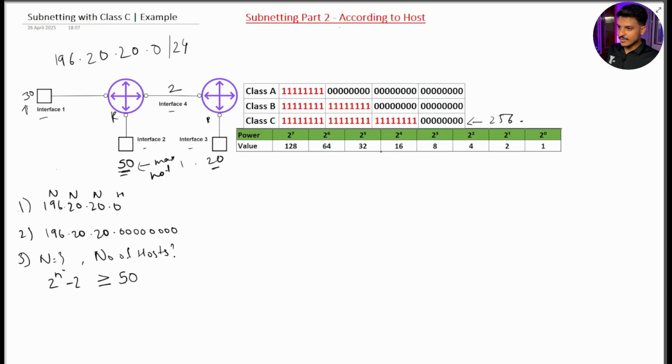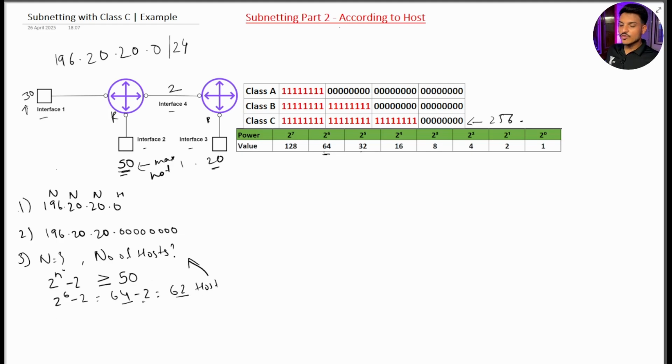In this table, if we take 32, it is not greater than or equal to 50, so we have to take 64. What is its power? It is 2 raised to 6. So our n will be 6, and it will be written as 2 raised to 6 minus 2, which is 64 minus 2, which equals 62 possible hosts. So the number of hosts is 62, meaning these are the usable hosts, and the total hosts are 64.